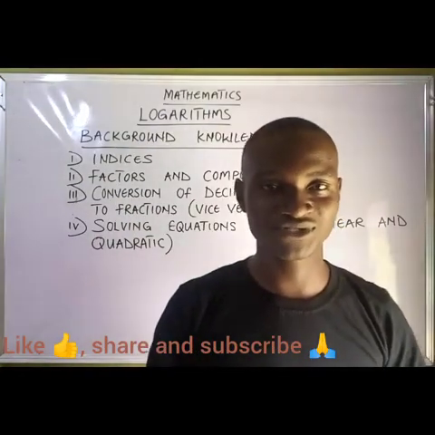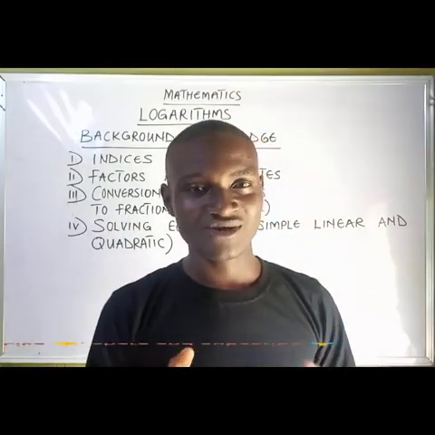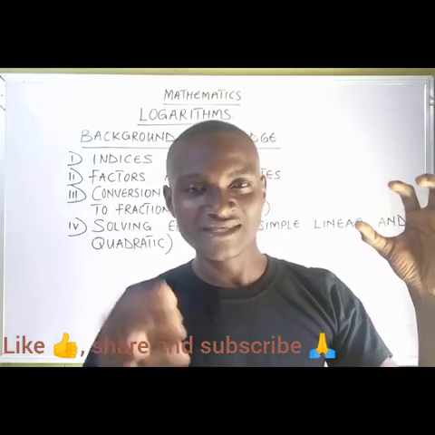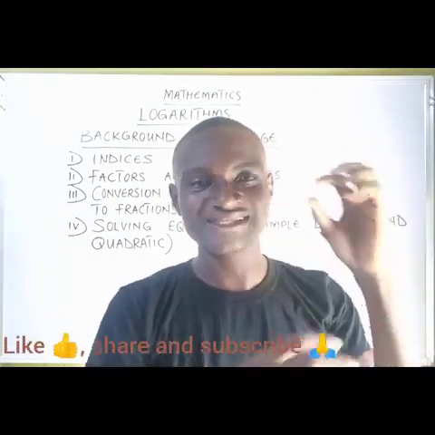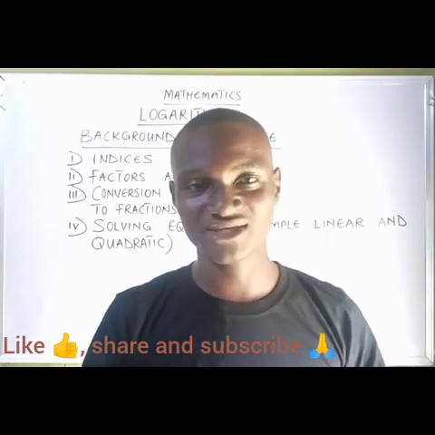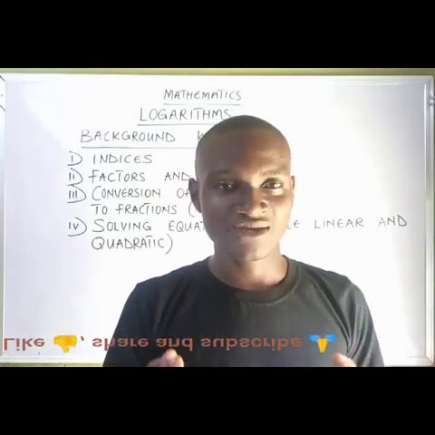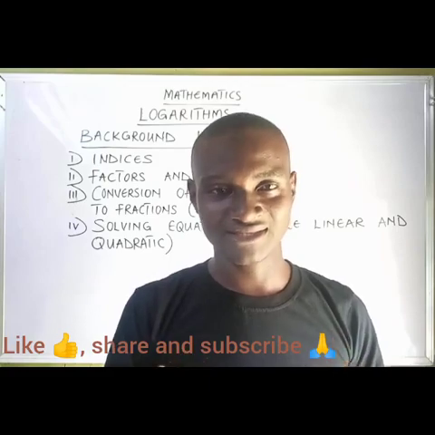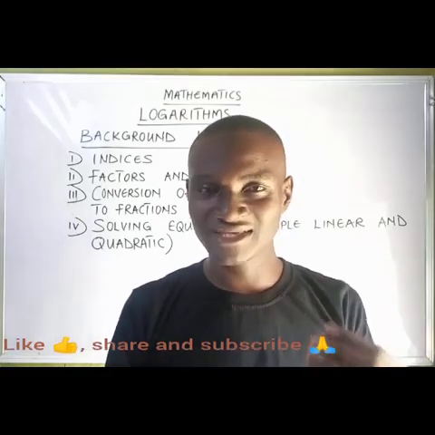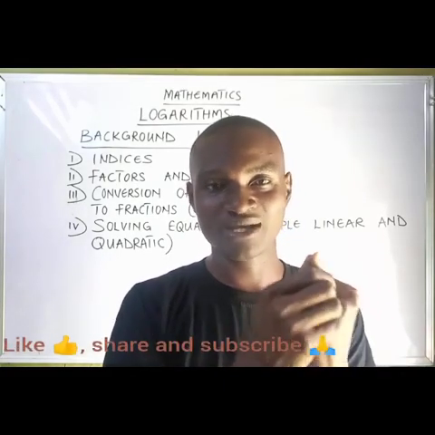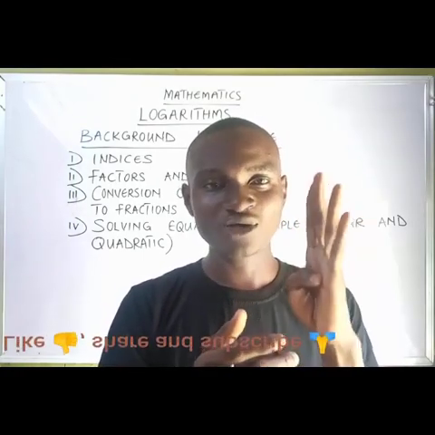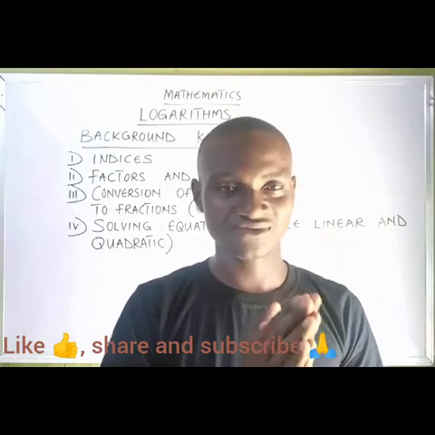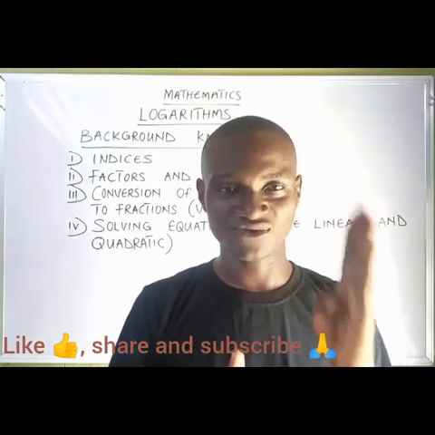Factors and composites. What are factors? When you have a number, the other numbers that can divide that number without remainder are the ones we call the factors of that number. E.g., if we take a number such as 10, numbers that can divide 10 without remainder are 1, 2, 5, and 10. All these numbers can divide 10 without remainder. They are the factors of 10.